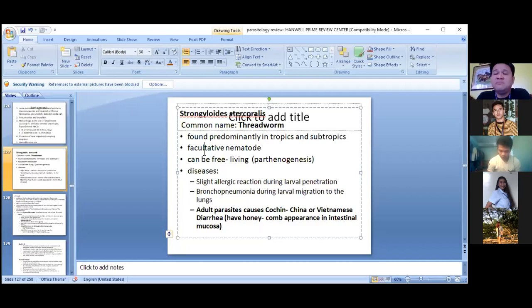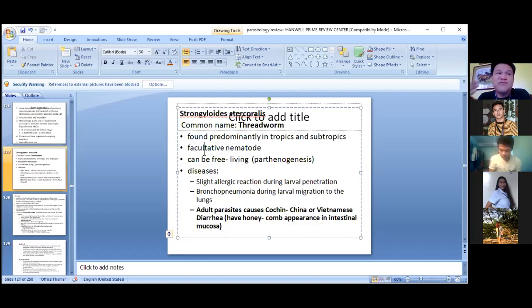So, the diseases associated with the parasite would be slight allergic reaction during larval penetration. So again, the mode of transmission would be skin penetration. So what is the infective stage? The infective stage would be filariform larva. Similar with the hookworm, no? Filariform larva is the infective stage. Mode of transmission is skin penetration.